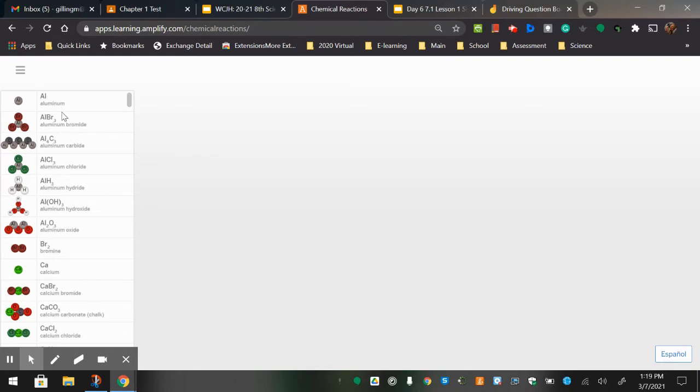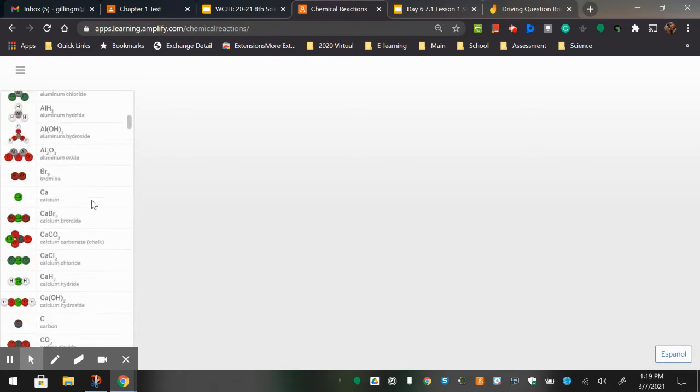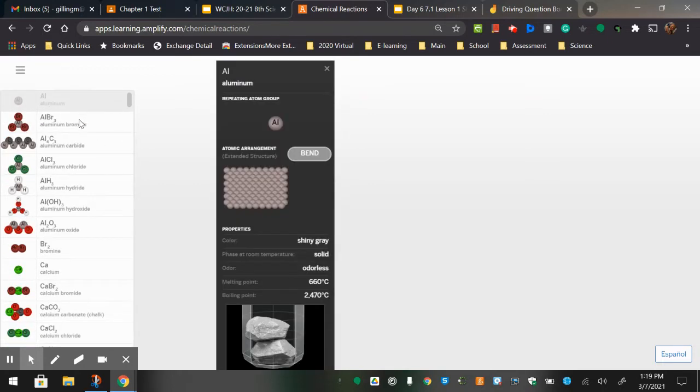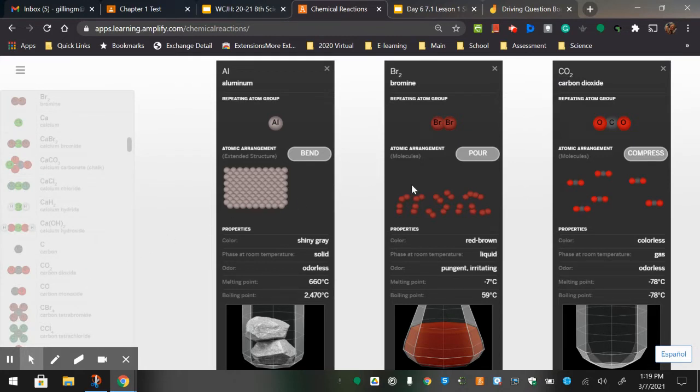This gives you a rundown of all the different chemicals, and you can pull up three at a time to look at them. Like if I wanted to see what aluminum was, bromine, and something that we are familiar with, carbon dioxide. You can see here I've got a solid, liquid, and gas. We can make some comparisons quick here of how close the molecules are as they're moving. And you can look at what the actual molecules are. In this case, this is just aluminum, so it's just atoms of aluminum.